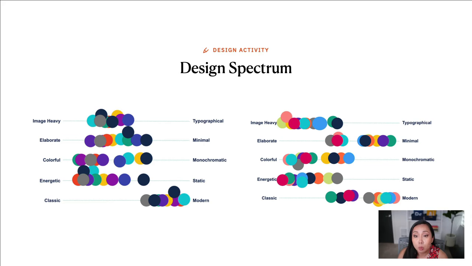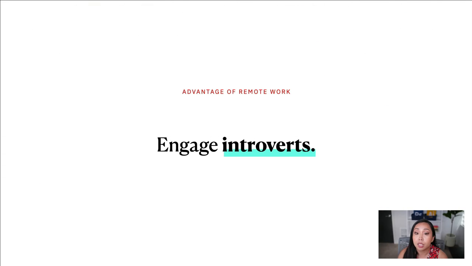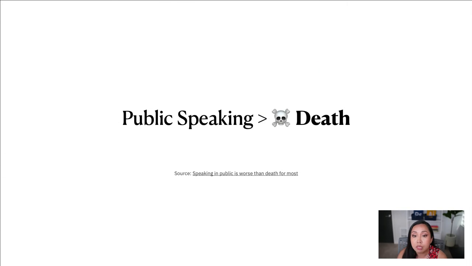Anonymity means you may get more honest feedback, which is more productive, useful feedback, because people are less beholden to peer pressure or power dynamics. Then, we have engaging introverts. We have to acknowledge that everyone has different energy and communication styles. Public speaking is often cited as someone's number one fear over even death, which means an online workshop can potentially lower anxiety and increase engagement.